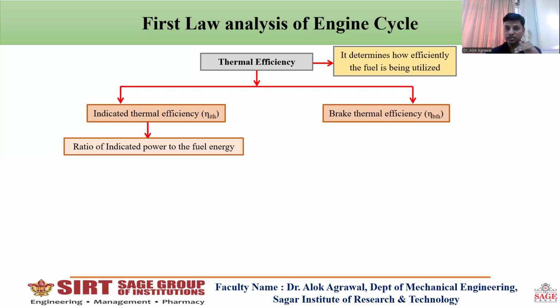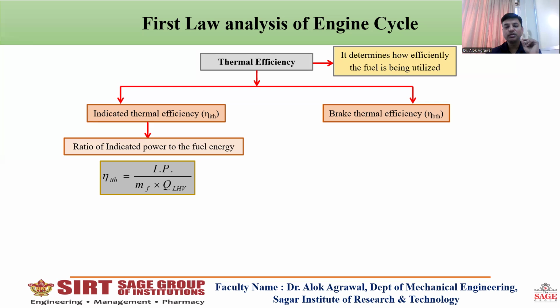It is associated with indicated power, and brake thermal efficiency is associated with brake power. In indicated thermal efficiency, it is the ratio of indicated power to the energy supplied by the fuel, that is called fuel energy. So how can we define it? We can define it mathematically as a ratio of indicated power divided by mass of fuel burned times the calorific value of the fuel. See, MF is the mass of fuel burned per cycle, and Q is the calorific value of the fuel. It means how much energy is released by the fuel when a certain amount of fuel is burned.